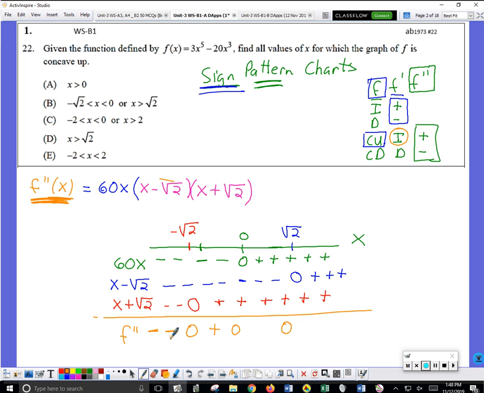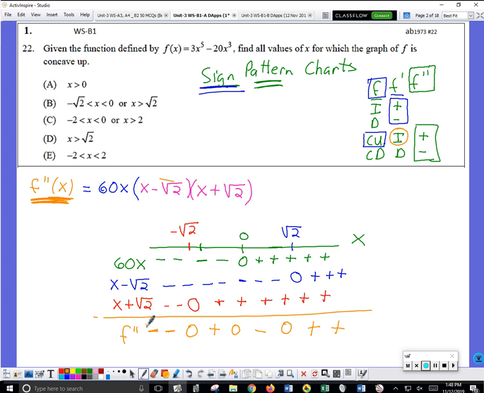So, cool. This is positive. Negative. Oh, wait a minute. Yeah, negative. My bad. This is negative. This is positive. So again, the way the chart is read is you would say, way over here, at x equal negative 10, or x equal negative 100, or x equal negative 1,000, whatever, the value of f double prime is negative.